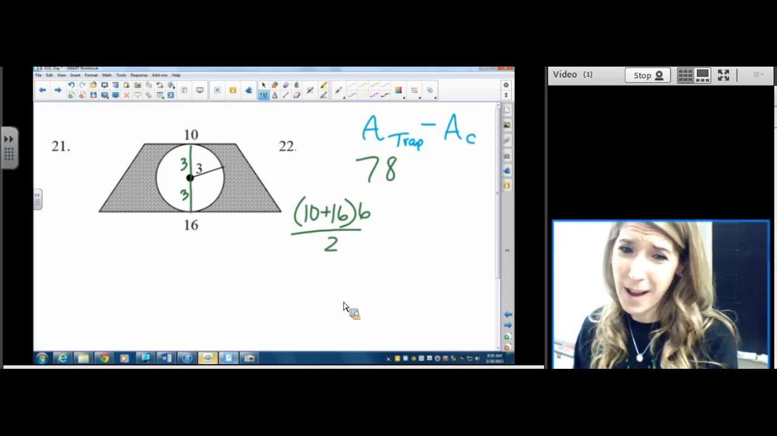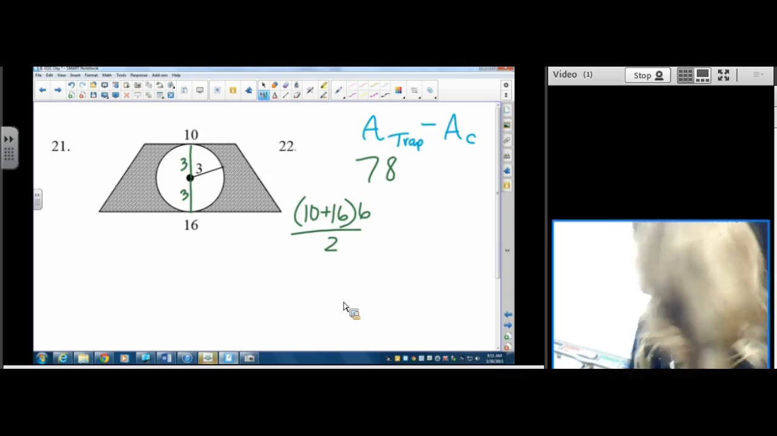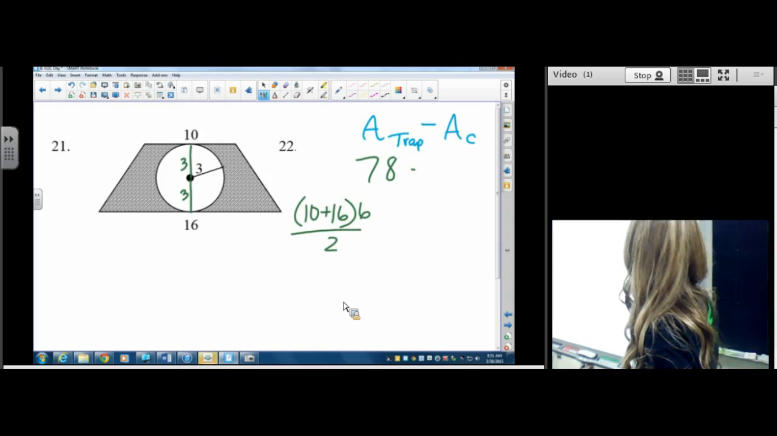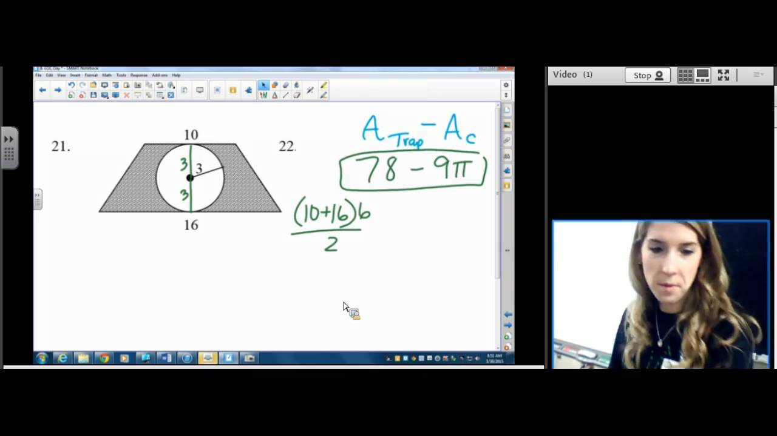The area of the circle is quite easy. Pi r squared. I'm not even going to show work. Pi r squared. Whew, that one wasn't bad.